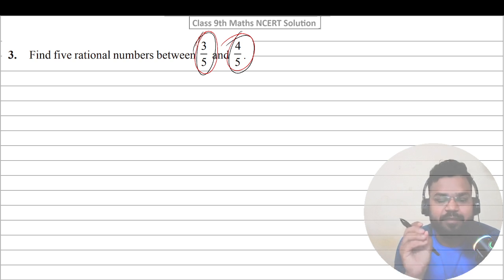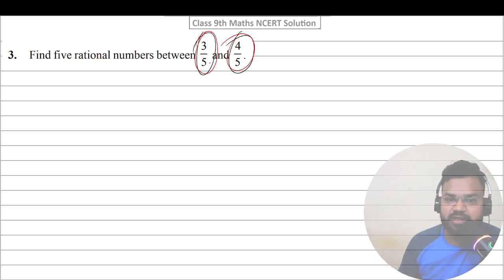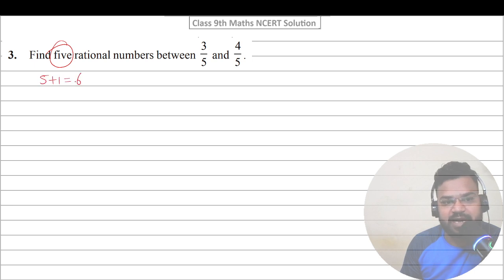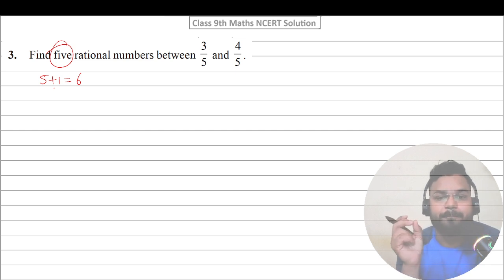A rational number having the same denominator is called a like rational number. So in this case the denominator is 5, no problem, like numbers. Now how to rewrite these numbers? You have to find 5 plus 1, that is 6. That means you have to multiply the numerator and denominator by 6.